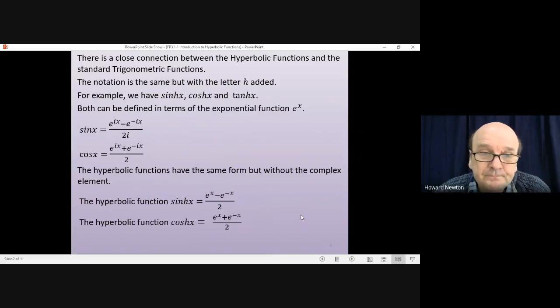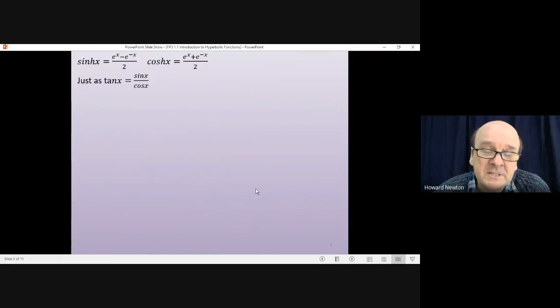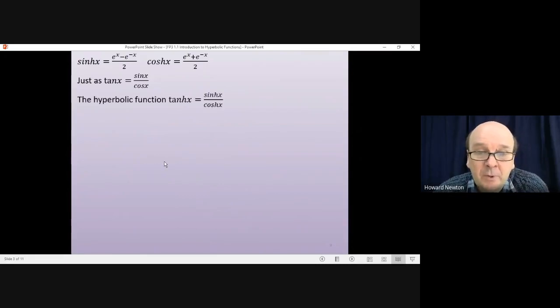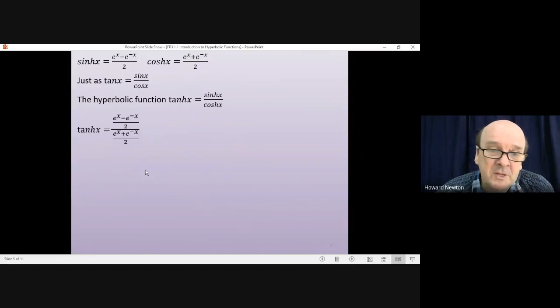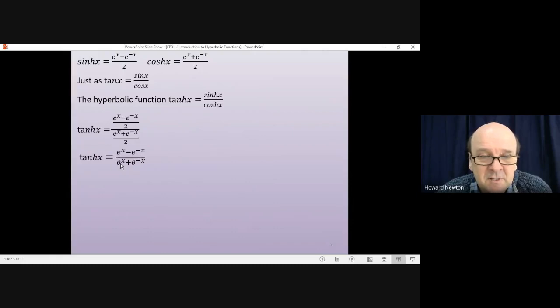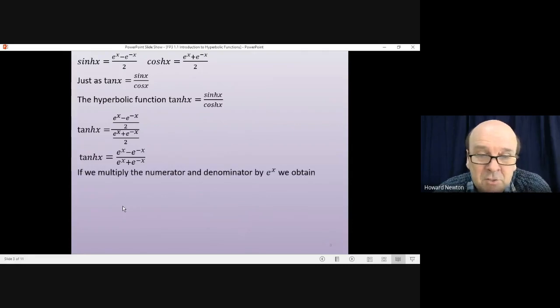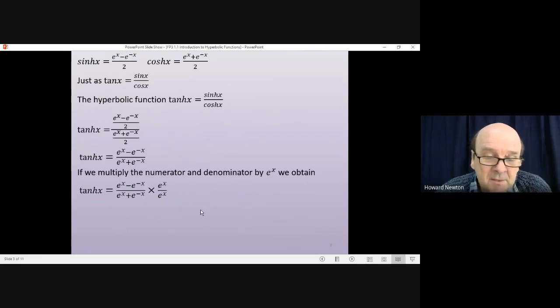Just as tan x is equal to sin x divided by cos x, the hyperbolic function tanh x is defined to be sinh x divided by cosh x, which would give us tanh x equals that, which simplifies to this. Now, you may sometimes see this written down as the definition of tanh x, but more frequently this is simplified by multiplying the numerator and the denominator by e to the x. That gives us this, and tanh x simplifies to e to the 2x minus 1 divided by e to the 2x plus 1. It's this definition of tanh x that we'll be using in this lesson.